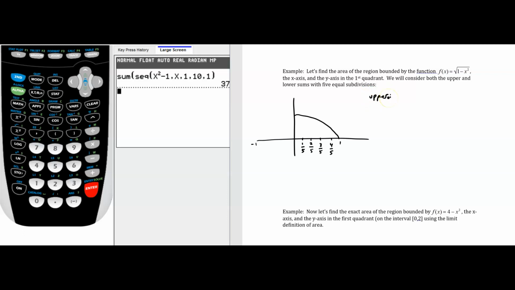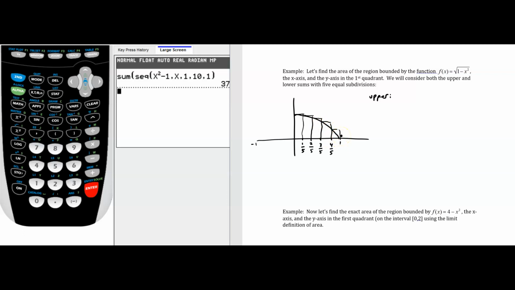If I'm going to do an upper sum, then that means my upper sum is going to be the over approximation. So on each subinterval, I want to take the highest y value and use that as the height of my rectangle. On the second subinterval, the highest y value is actually on the left side, right? On the third subinterval, the highest y value is on that left side. So you can kind of see how I would be sketching this out.